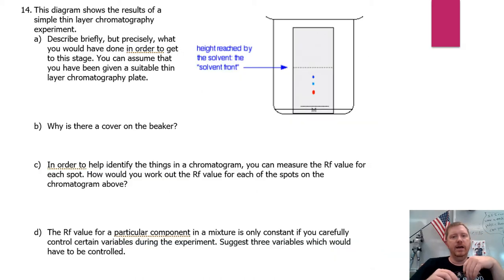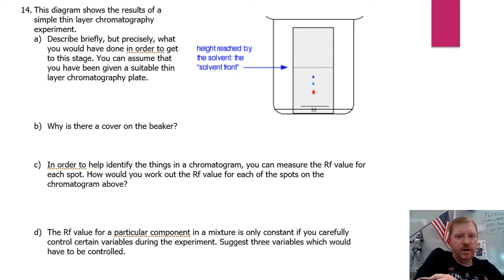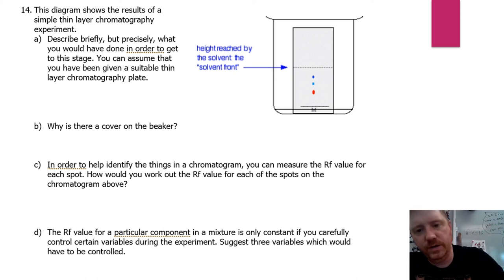Okay. This diagram shows the results of a thin layer chromatography. Briefly describe what you would have done in order to get to this stage. So this is a pretty common lab they do in middle school and in biology. We have done it in chemistry some years, some years we haven't. I don't remember if we did it the year you took chemistry.